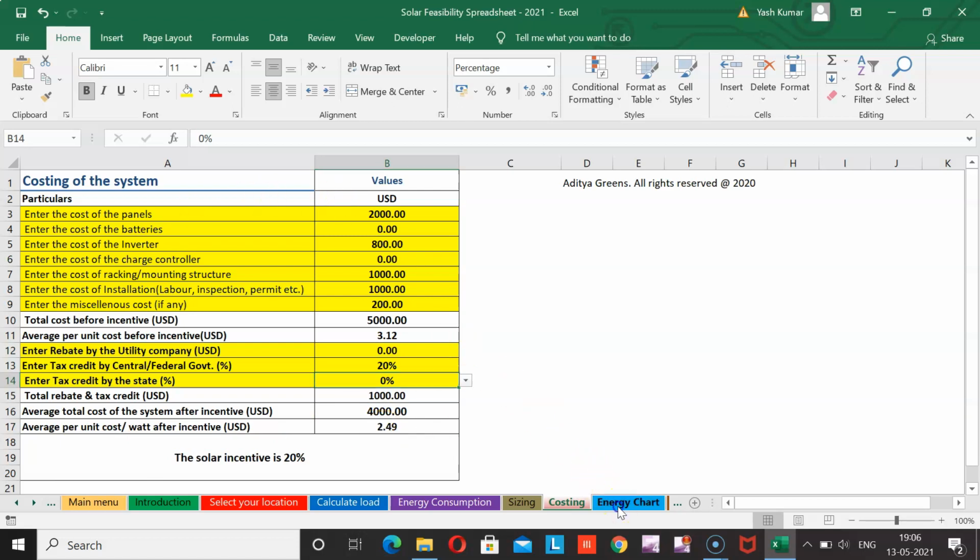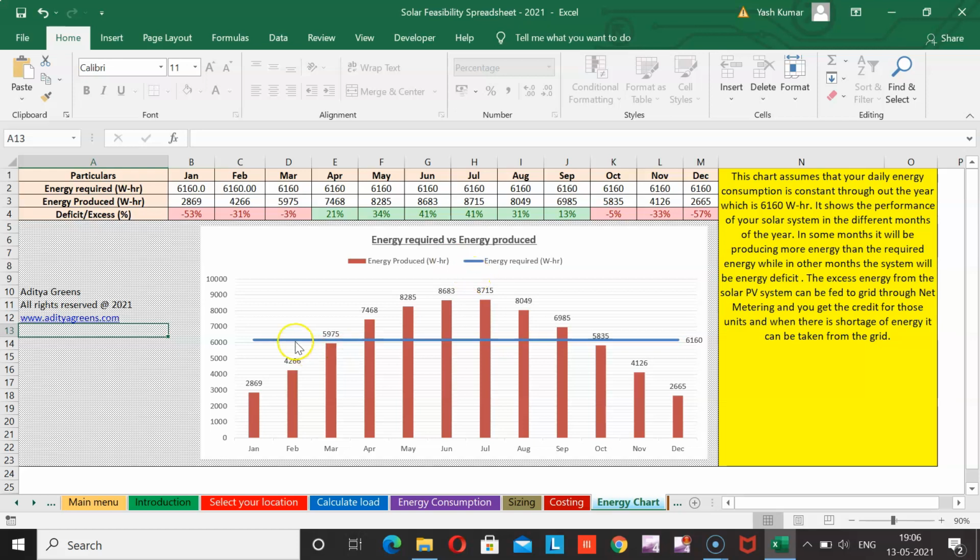Coming to energy chart section. This section will tell you how much units or how much energy your solar power system is going to produce under different months of the year. You can see that your average energy need is 6160 watt hour, while your solar power system is producing different values in different months of the year.